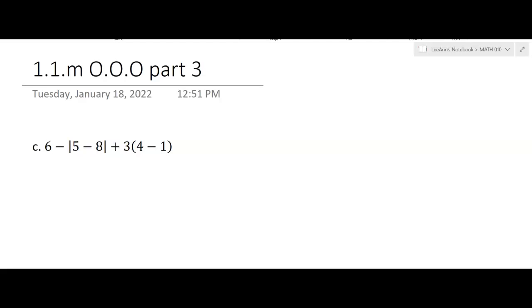Okay, so we have another example of the order of operations. I have to point out one thing though here. See those straight lines? It's kind of hard to see them, but they're not ones. Those are like straight lines, and it's for absolute value.